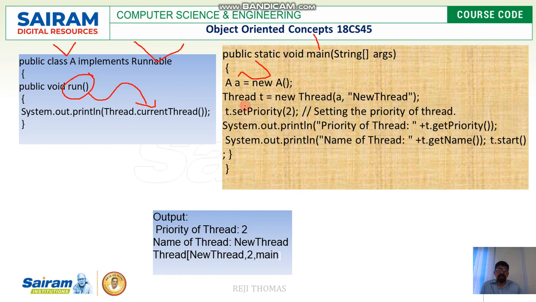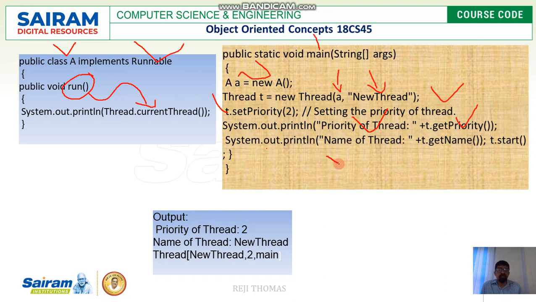Look at this, I've created a thread T, new Thread(a). Look at the constructor, and I named it as "new thread". So I'm going to set the priority for this, setting the priority of the thread. System.out.println: I'm going to see what the priority is now using the method called getPriority.